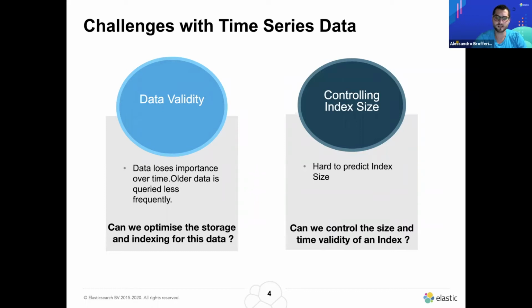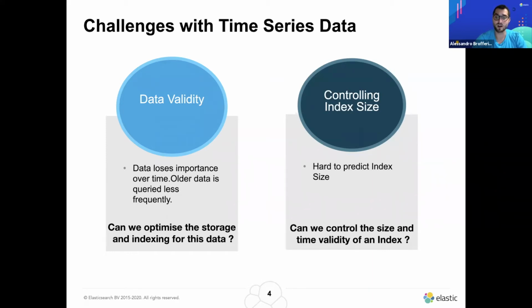So as I said, the data loses importance over time because older data is definitely queried less frequently, if not even queried anymore. So the first question that we can ask ourselves is, can we optimize the storage unit of my cluster in order to properly manage the indexing and the storage of this data?